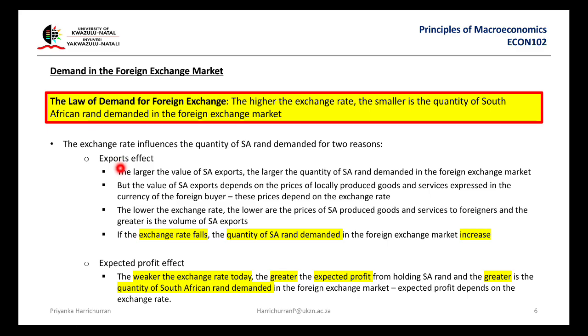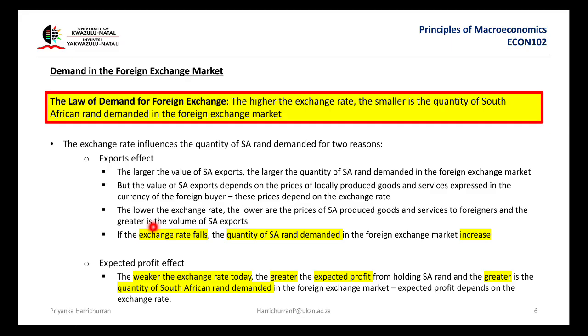It basically means that when you export products, so you take products from your country and export them, people from the other countries buy. The quantity of South African rand demanded in the foreign exchange market increases, right? Because when the other countries buy the exports, they need to get rand first to buy them, so that is why it increases demand in the exchange market, right?